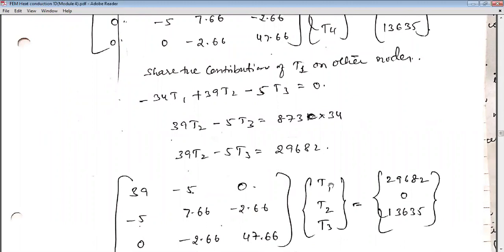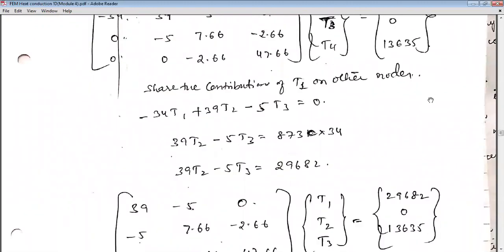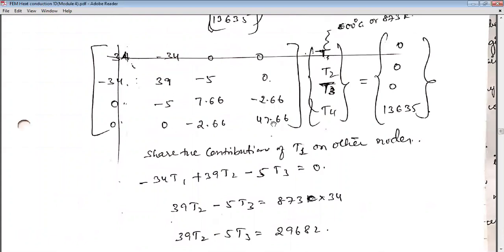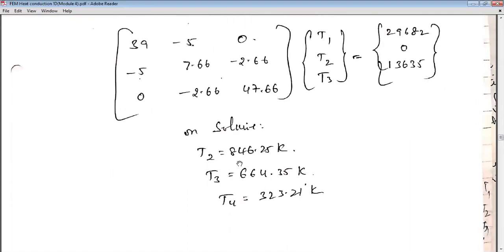So this will be T2. This one is the 29682. T3 same value, right? T3 and 0. T4 is same and then 13635. Now use your calculator to solve the simultaneous linear algebraic equations, 3 equations, 3 unknowns. You will get T2, T3 and T4. Please make a correction here. It is T2, T3, T4, not T1, T2, T3.